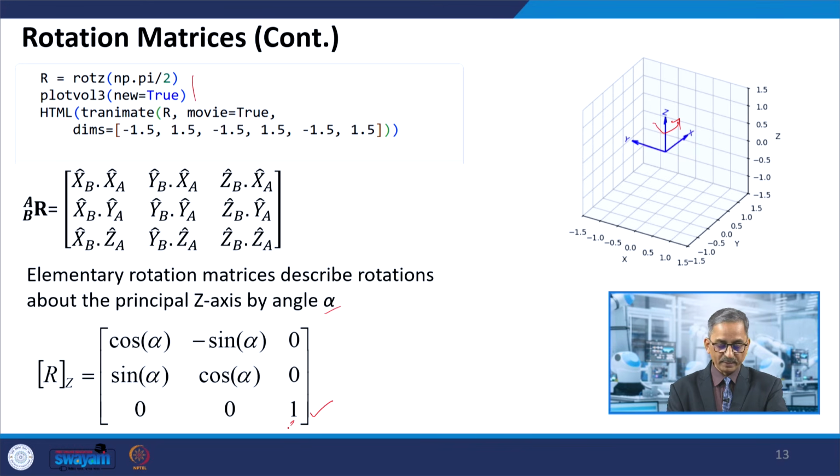Here this term is 1 because your rotation is taking place about z. So, the angle between ZA and ZB is going to be 0, and cos 0 is 1. Again, the angle between ZB and XA is 90, so you have 0. ZB and YA is 90, so you have 0. Similarly, the angle between XB and ZA is 90 degrees, so 0 here, and the angle between YB and ZA is 90, so you have 0 over here.